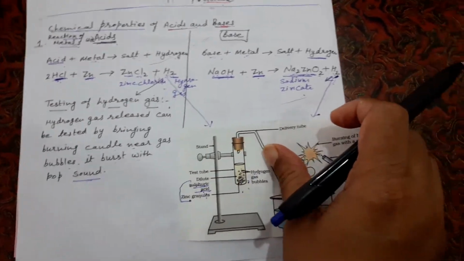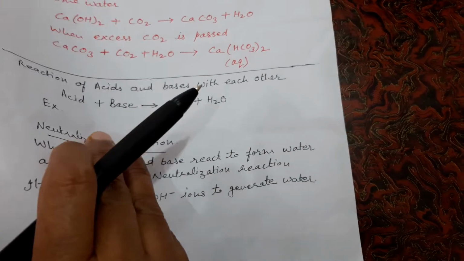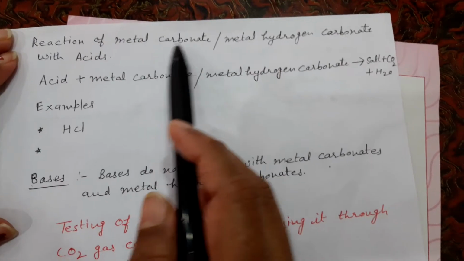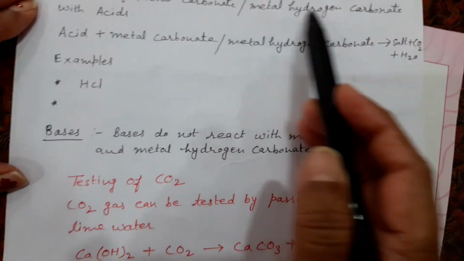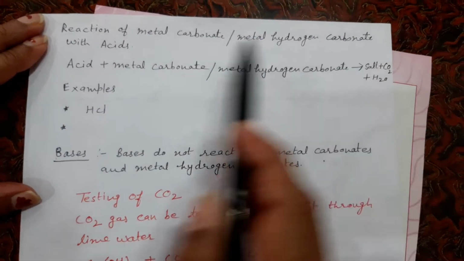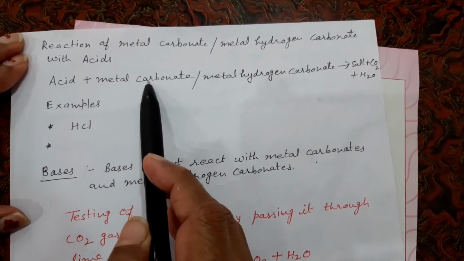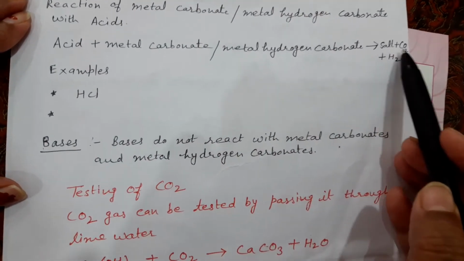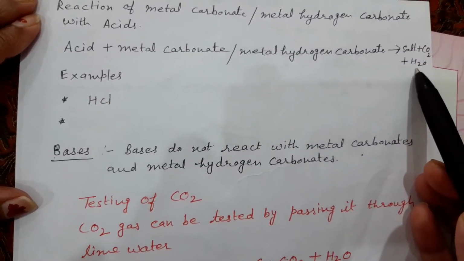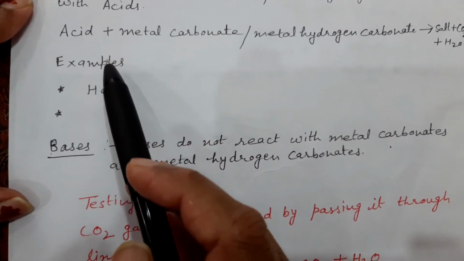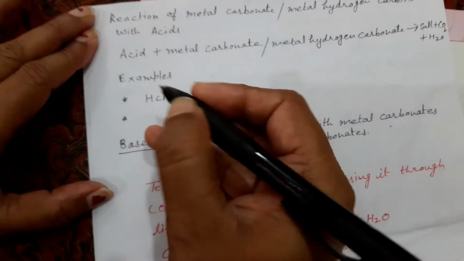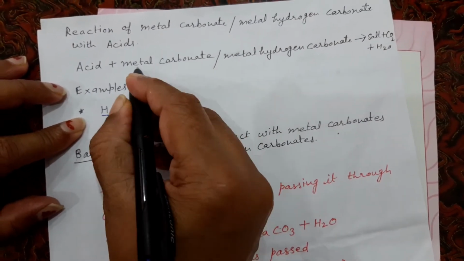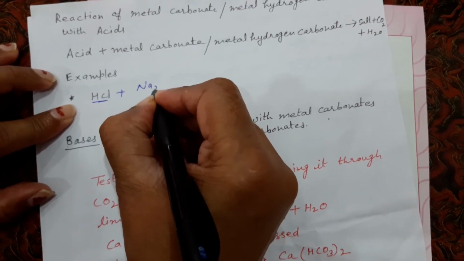Now, next property. Reaction of metal carbonate or metal hydrogen carbonate with acids. When acid and metal carbonate or metal hydrogen carbonate react, they form salt, carbon dioxide and water. Example, hydrochloric acid. I am taking hydrochloric acid and one metal carbonate, sodium carbonate.